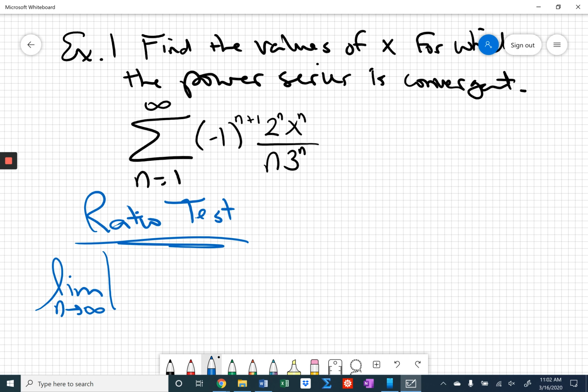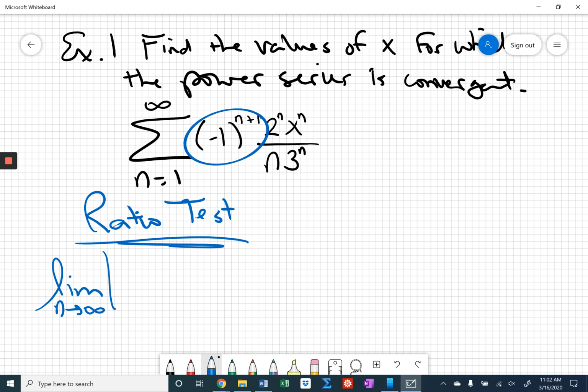Now, since we're using absolute value and our series has this expression in it, that expression, of course, makes the series alternate signs.